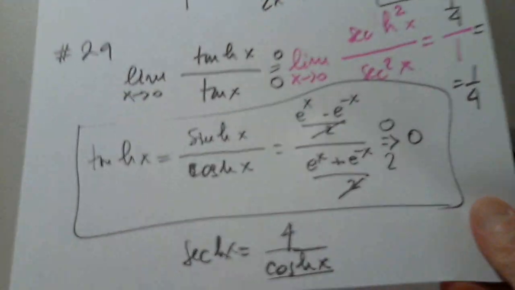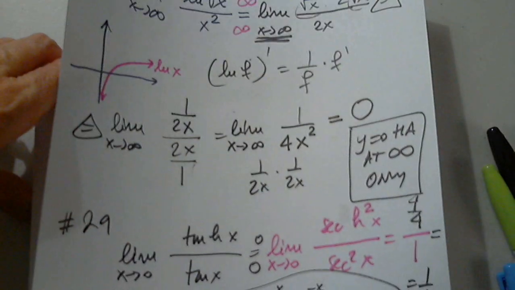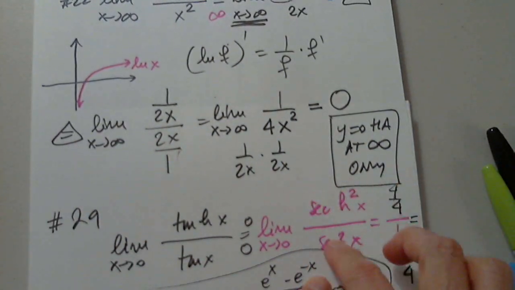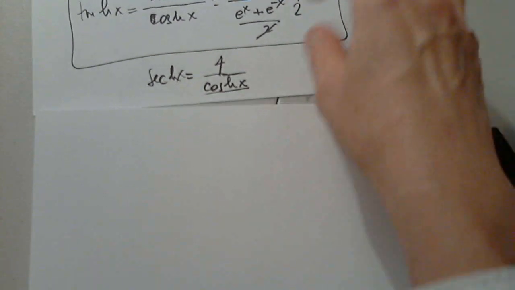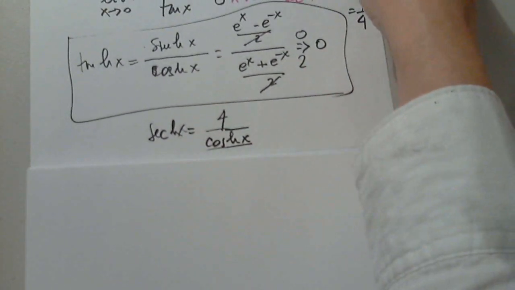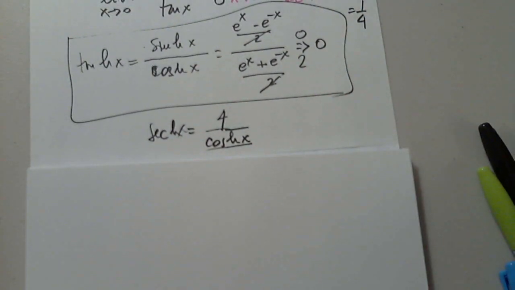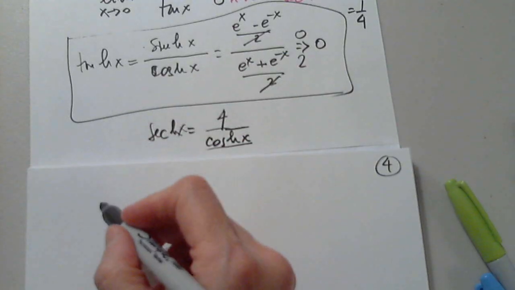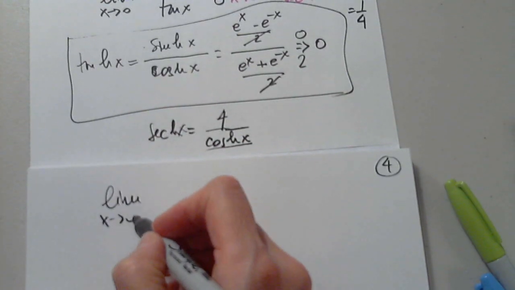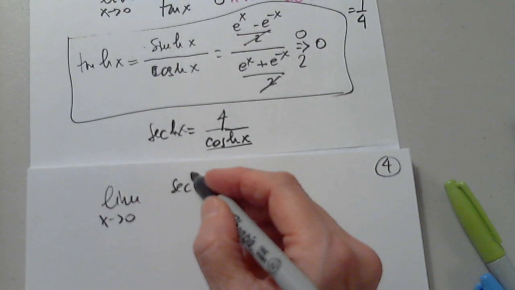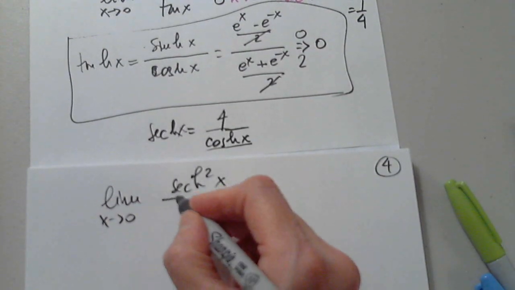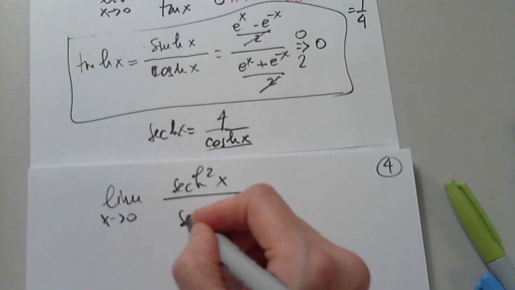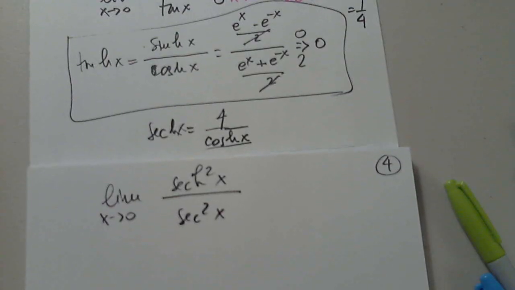Let me show this one more time, because I think I confused you. Let me just do the calculation again at the end, because I want to write it down for you. And this was too fast. So we are here with the limit as x approaches 0 of hyperbolic secant squared over secant squared x.